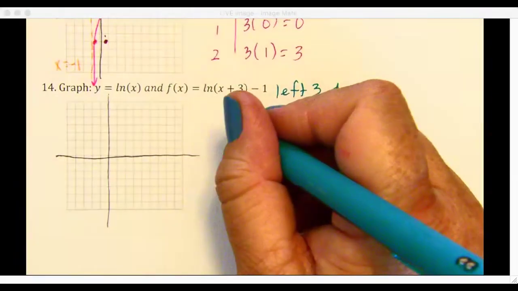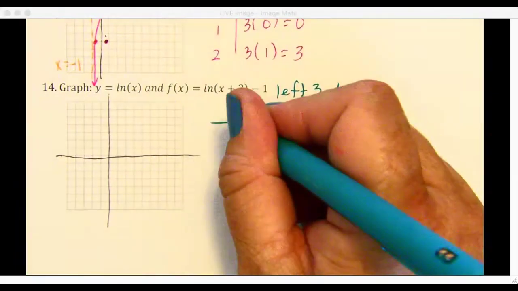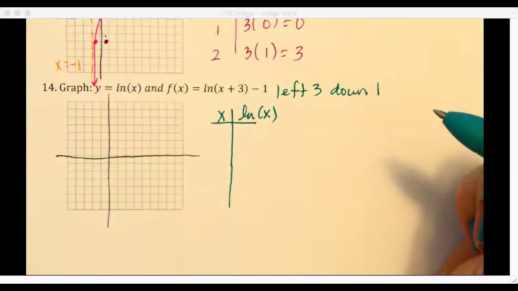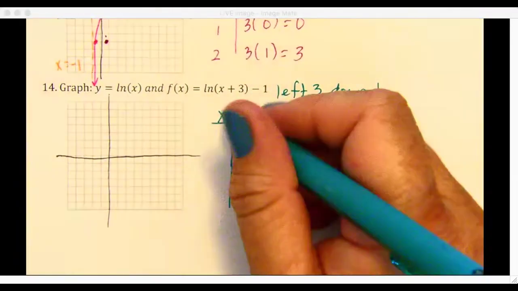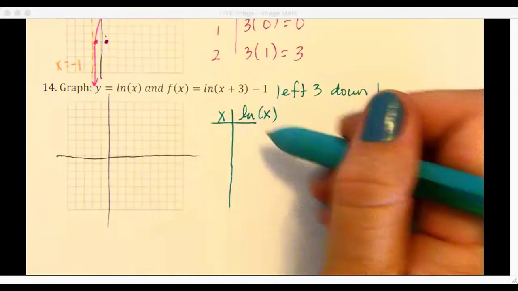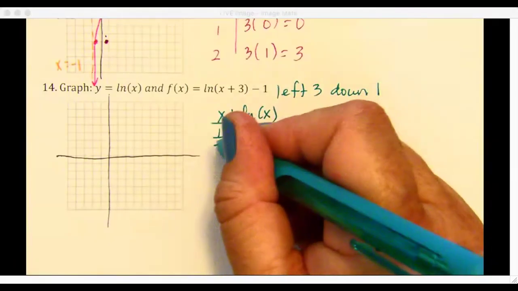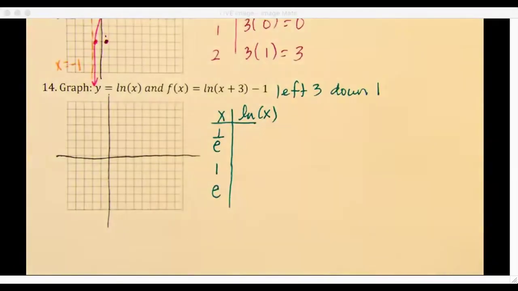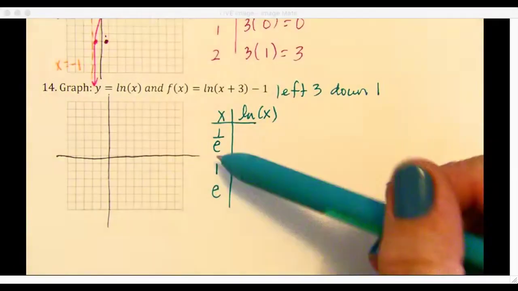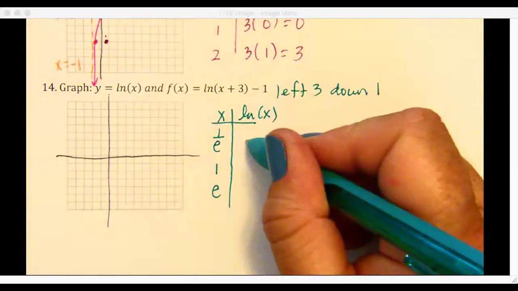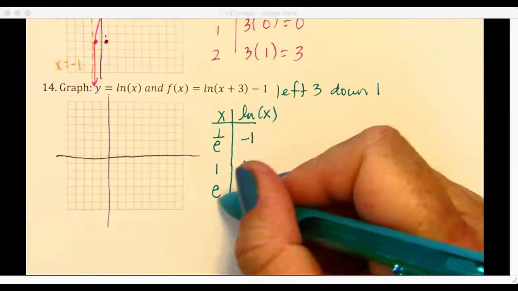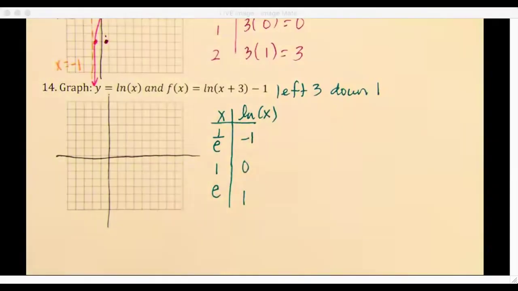So I'm going to use x and ln of x, and then I have my base, 1 over my base, 1, and my base. Remember that the base of natural log is e, so 1 over e is still going to give us -1. Plugging in 1 to any logarithm is 0, and e will give us 1.